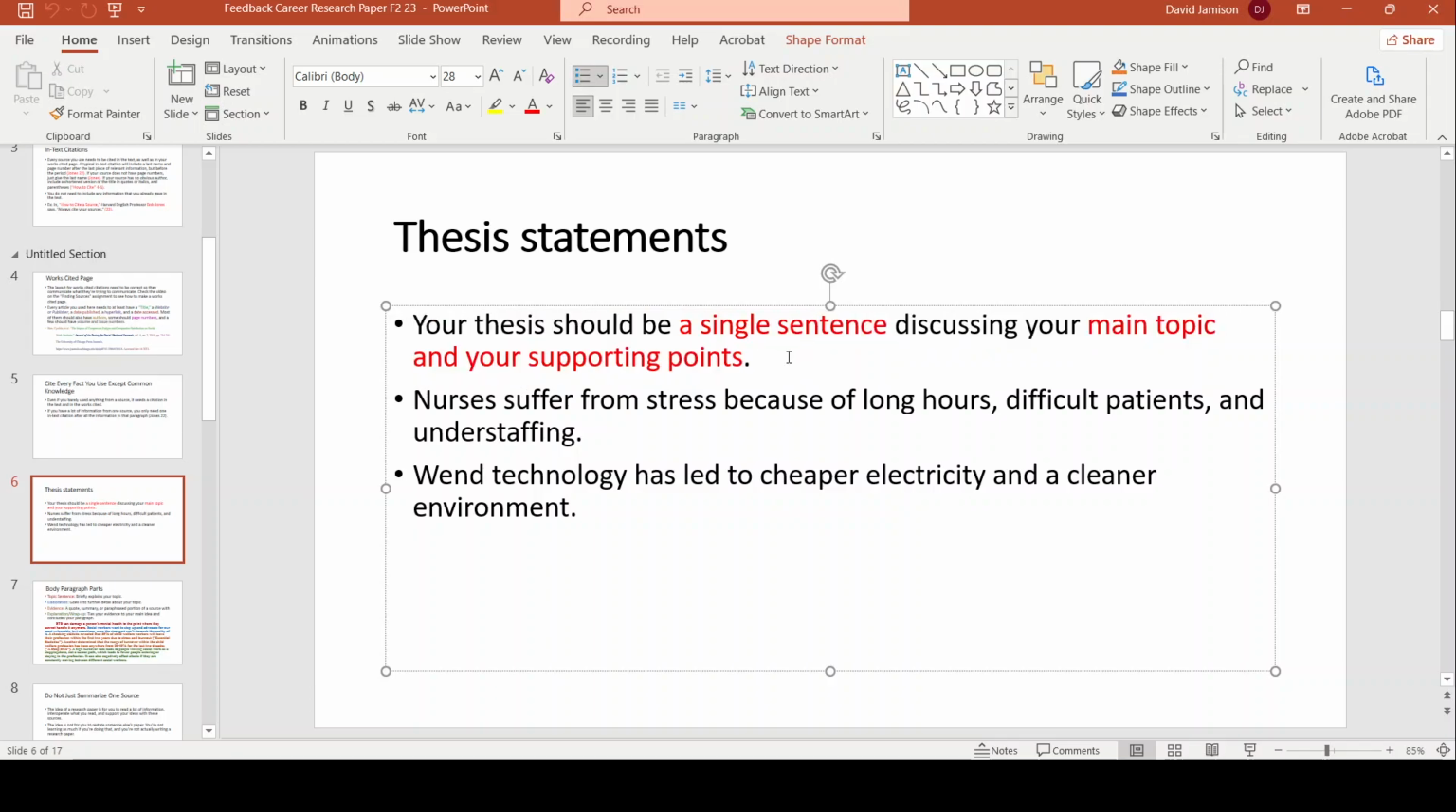You're sort of making an argument no matter how you write your thesis, but it needs to have in there basically what your main idea is and what the points are you're going to talk about to support that main idea. Yeah, so these are some examples. Nurses suffer from stress because of long hours, difficult patients, and understaffing. Wind technology has led to cheaper electricity and a cleaner environment. Okay, those are probably better research ones.